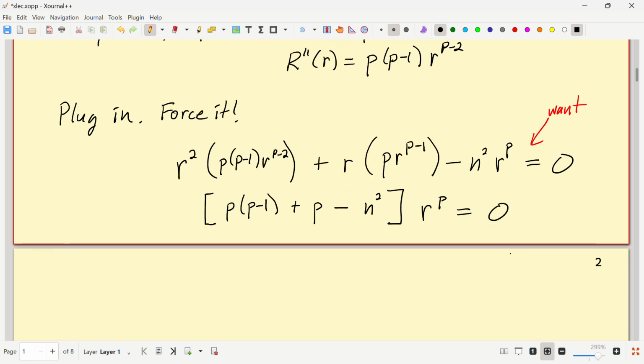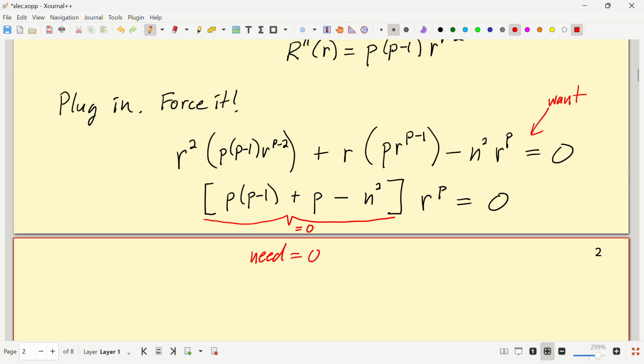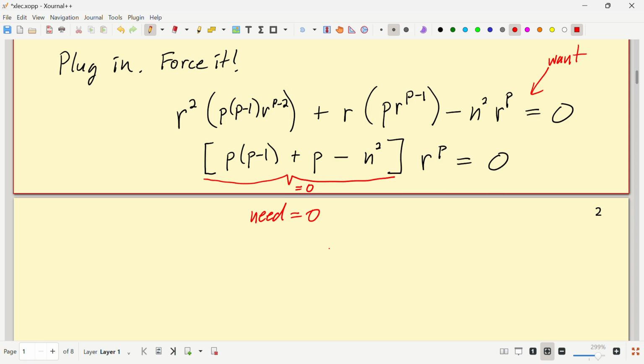And of course, except at the origin, r to the p is never 0. So it's clear that we need this to be 0. And that's just a quadratic equation in the power. So in fact, we're going to get two solutions out of this. Okay, so this thing is called the characteristic equation for the Euler equation.